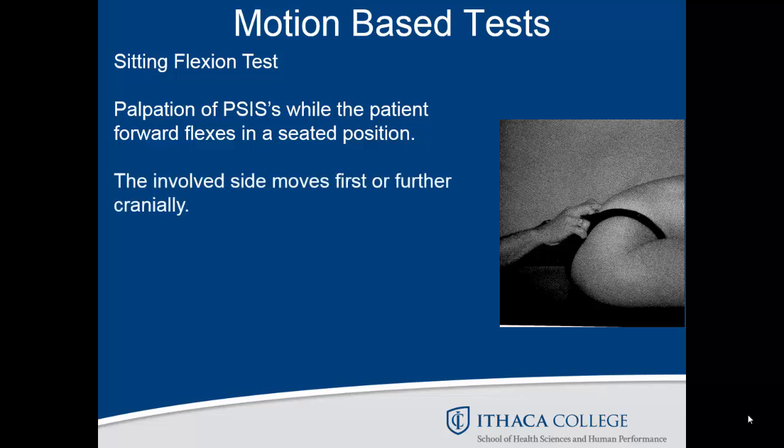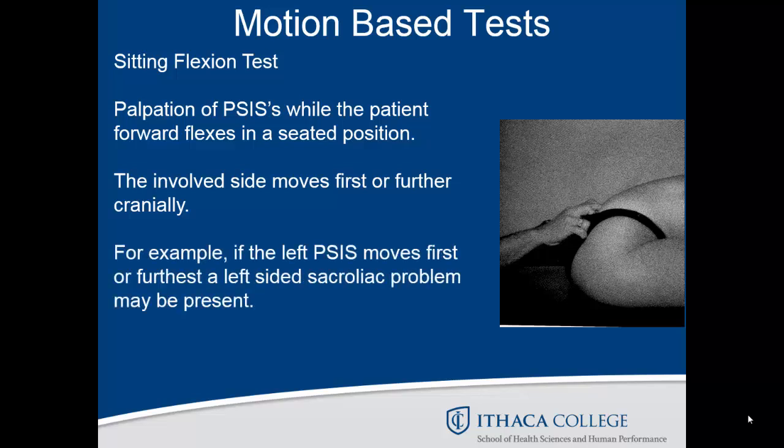And the goal of the test is to try and determine which PSIS moves first or which one moves farther, sort of anterior and superiorly, cranially. So you then base your conclusion on which one moves first or farthest. So if the left PSIS in this case were to move first or farthest, we would conclude that this would be a left-sided SI joint problem.